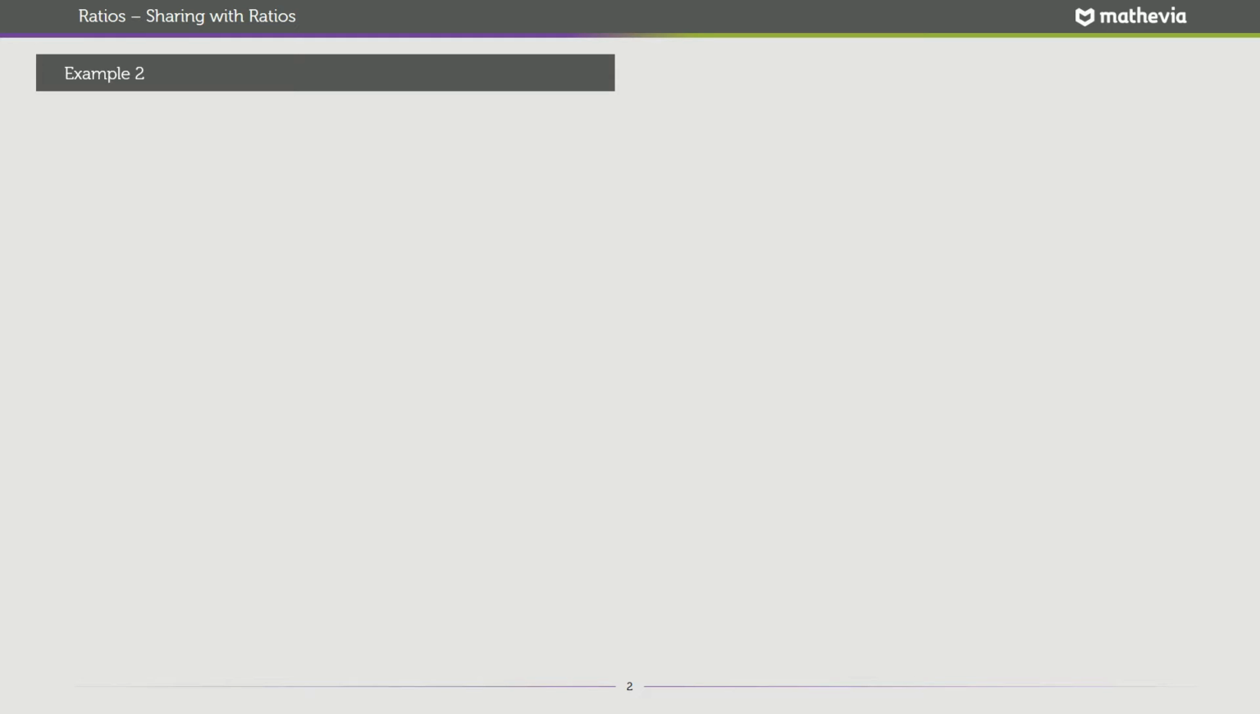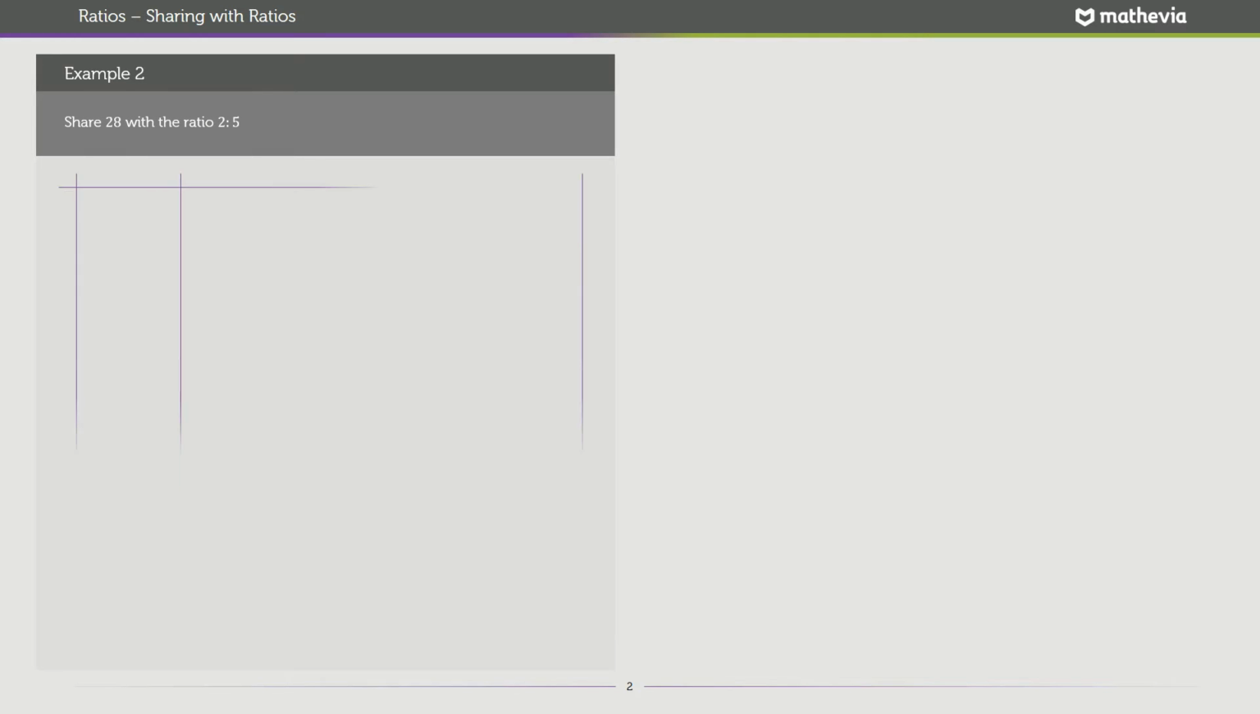But now, let's do example 2. Example 2, share 28 in the ratio 2 to 5. Very, very simple. Now, the first thing you always do is to find the sum. So you have 2 plus 5 gives you 7. And we're going to share 28 in the ratio 2 to 5.